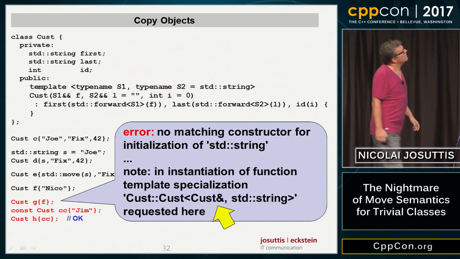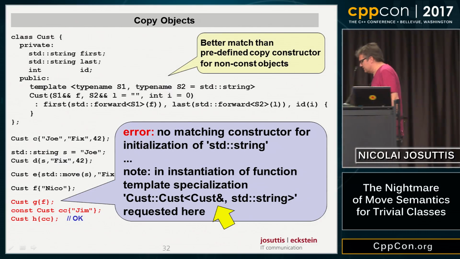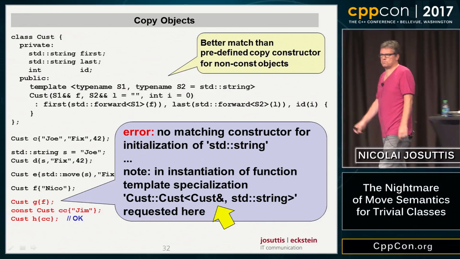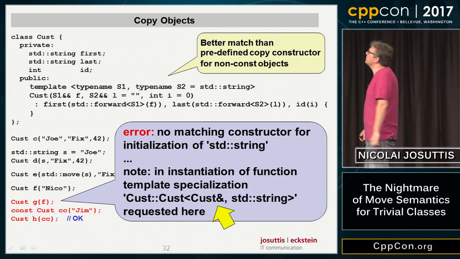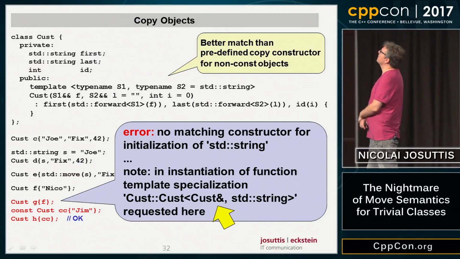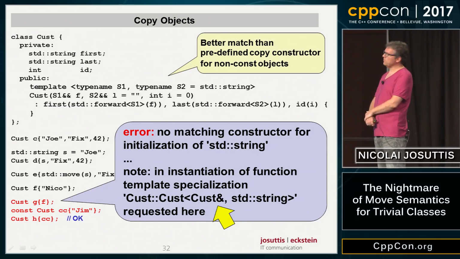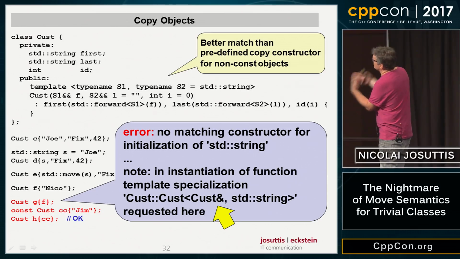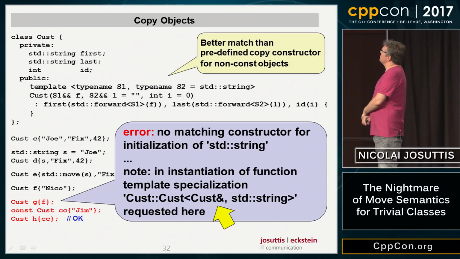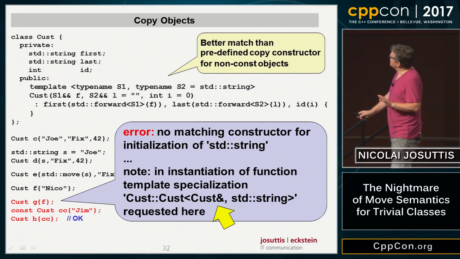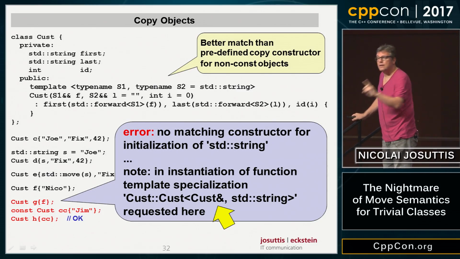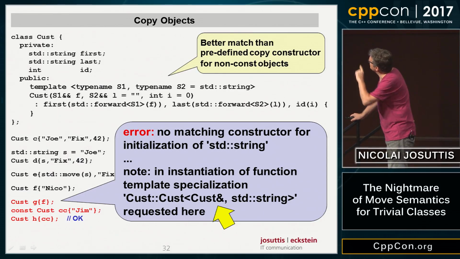Wait a moment. And so our templified constructor is a better match by language rules. So it will be used. And as it will be used, it is instantiated for the first time with S1 being a Customer reference, we come to that in a moment, and as a second type, because we don't pass a second argument, with std::string. So this is used to be compiled. And the problem is that the moment, so f is a Customer here, and we try to initialize the member first by the Customer f.